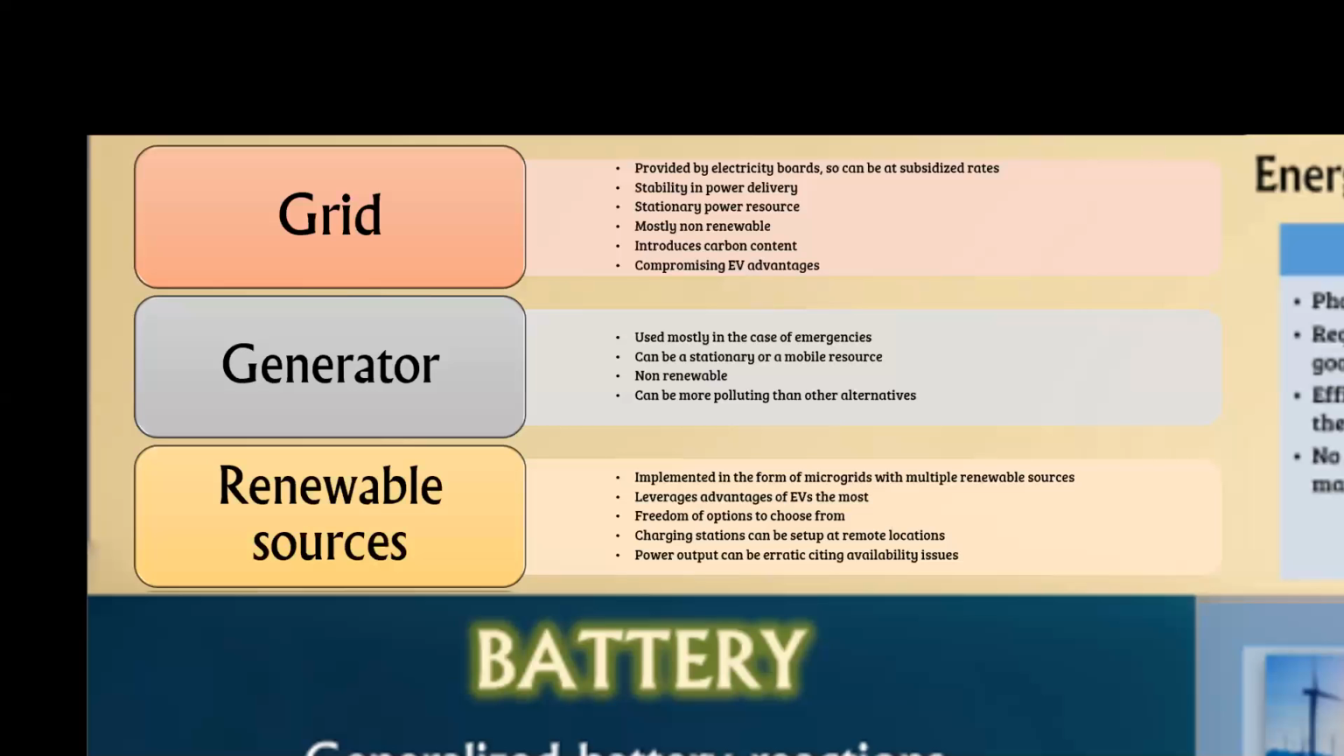Obviously, using renewable resources means that you are maximizing the advantages of EVs the most. There are also a lot of options to choose from based on the location and availability. You can also have charging stations at remote locations which are completely standalone, so they can work with little to no maintenance.